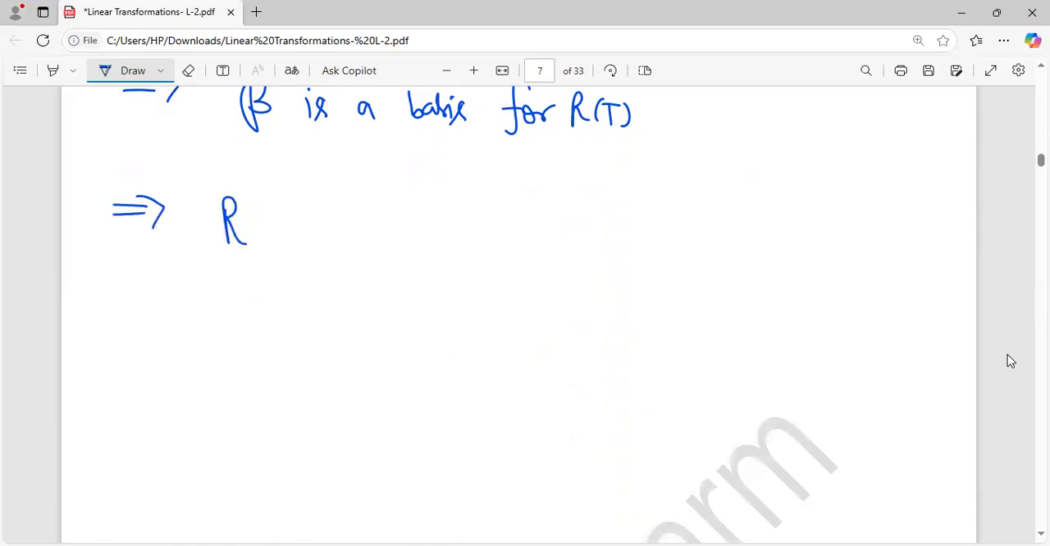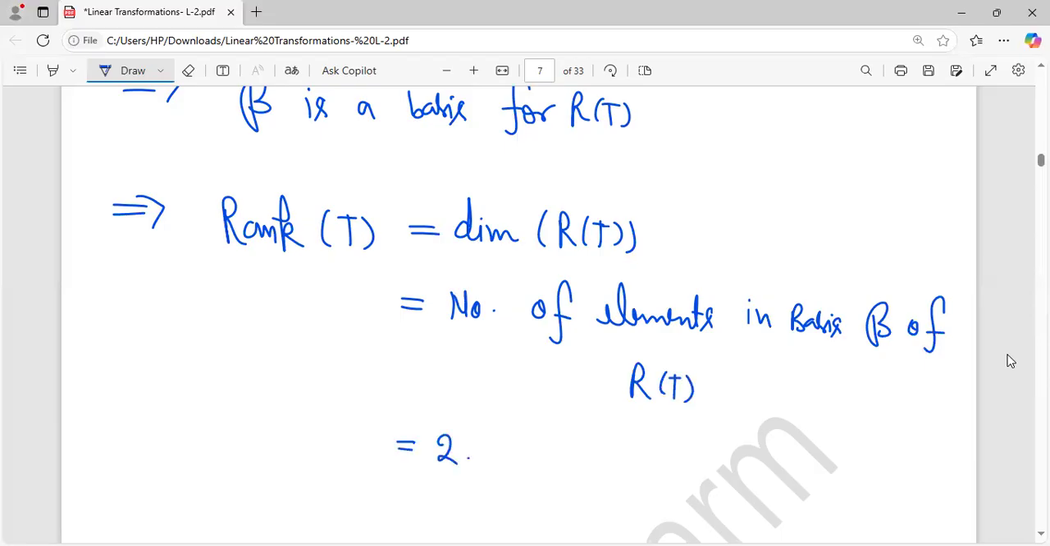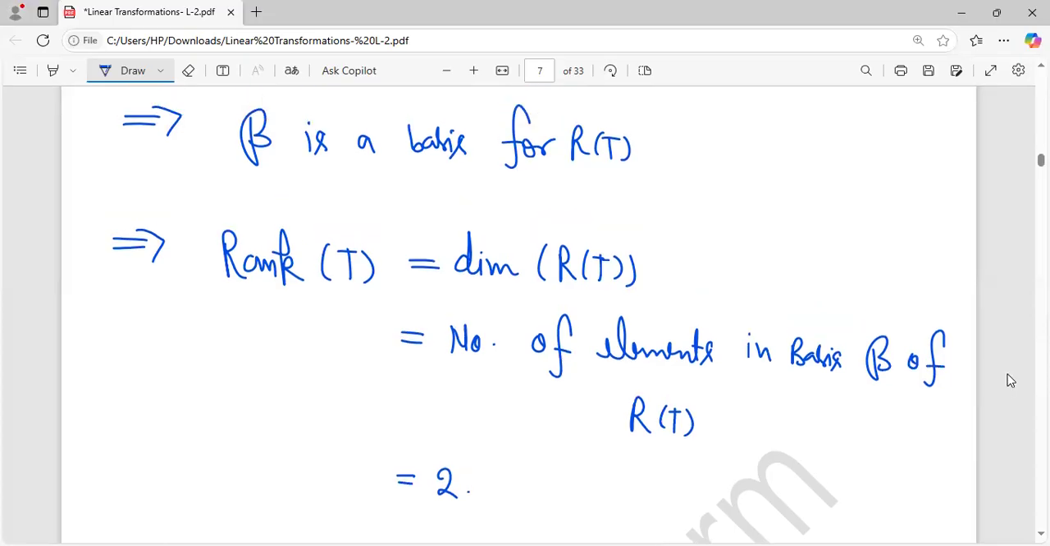Now this implies the rank of T, the dimension of the range of T, is equal to the number of elements in the basis of the range of T, that is 2. Okay, so this is done.